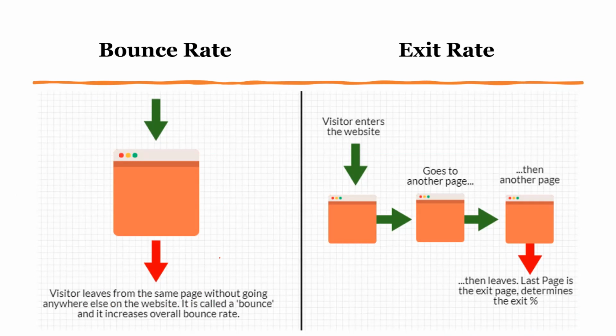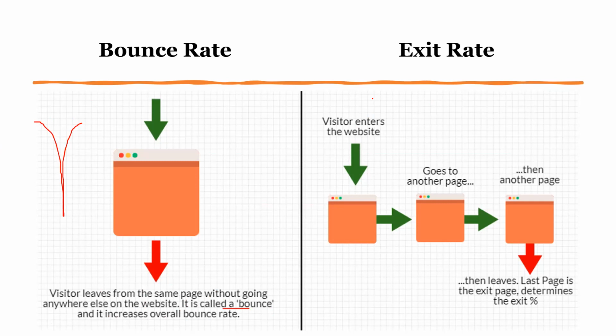The person is coming to a particular page and bouncing back, like a ball falls and the ball bounces back. So that is a bounce. It is called a bounce if somebody is coming to a page and from the same page, without going to any other page, is bouncing back. So the bounce is counted.